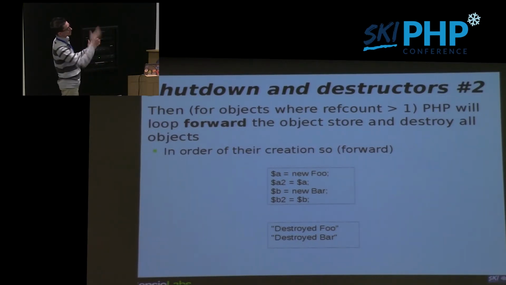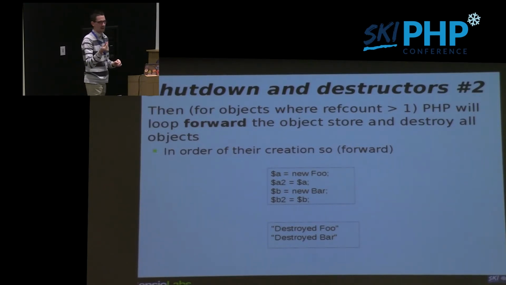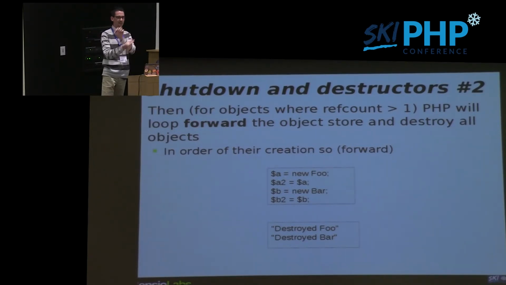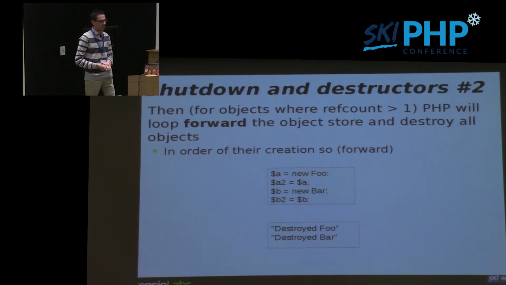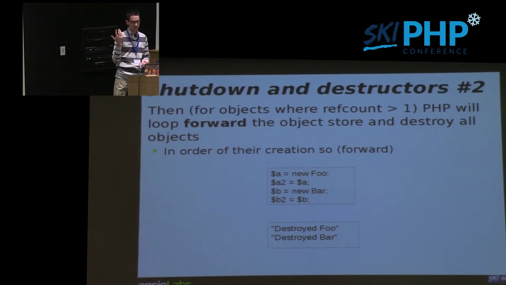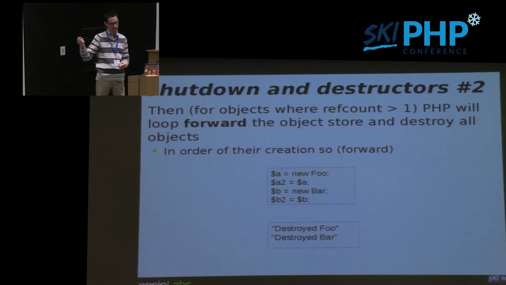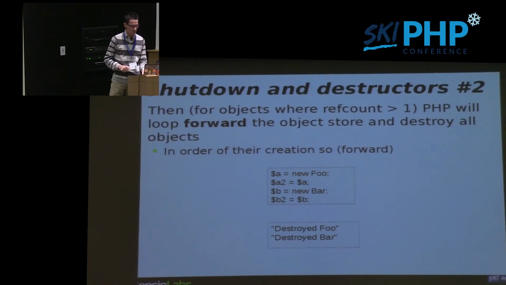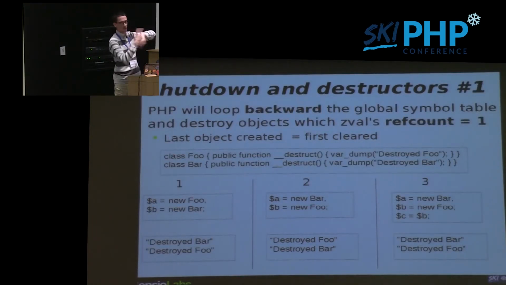Okay? So this is the trick. You create foo, and just not to have ref count equal 1, you assign it to another variable, so you have ref count 2, okay? You create bar, and then you can see that foo is destroyed before bar, okay? If they were with ref count equal 1, it would be the opposite.